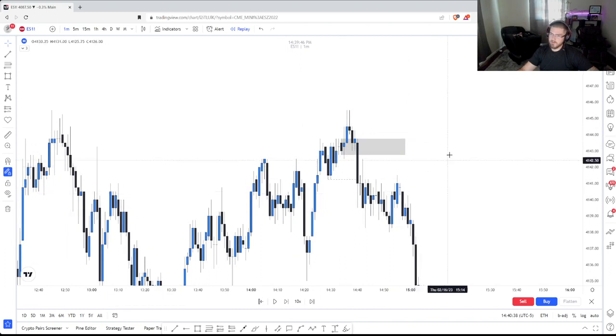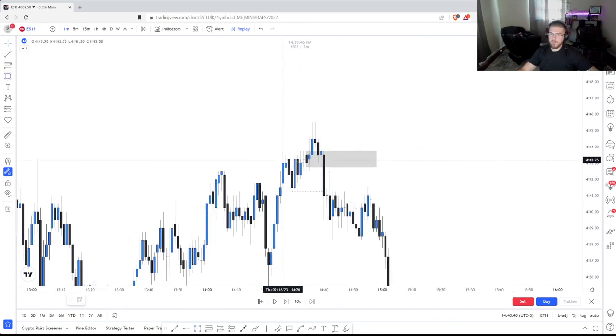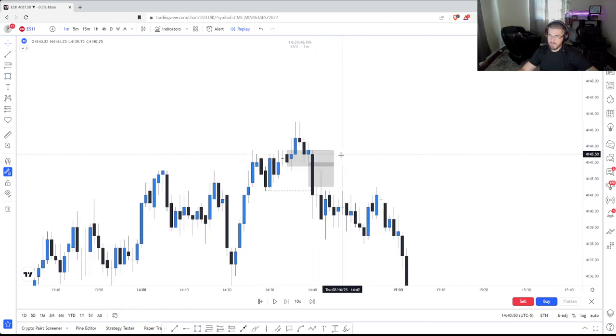Actually, this goes into something else I wanted to go into. The unicorn pattern, we'll talk about Bitcoin, but if you see a breaker with a fair value gap inside of it, I'll still use the fair value gap. That's what ICT calls a unicorn pattern. So a breaker with a fair value gap is what I would use on a lower time frame, but you're really just using the fair value gap. You're just using the breaker as an added confluence.